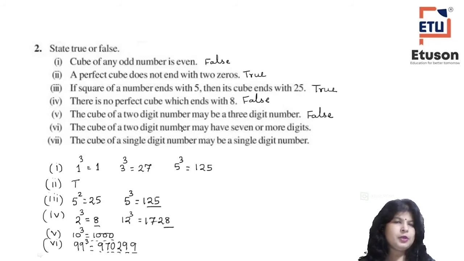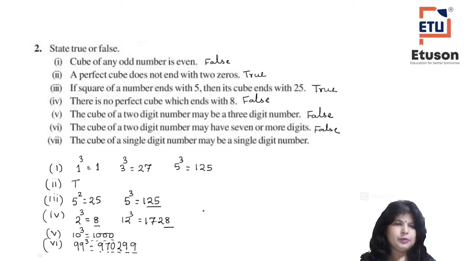The cube of a two-digit number may have 7 or more digits. You can observe here, 99 is the highest two-digit number and it has 6 digits in its cube, right? So this statement is false.